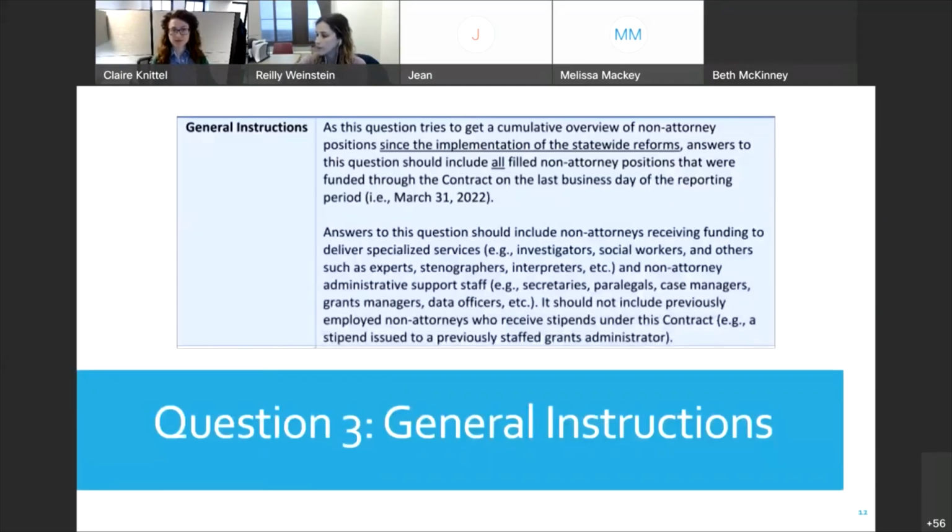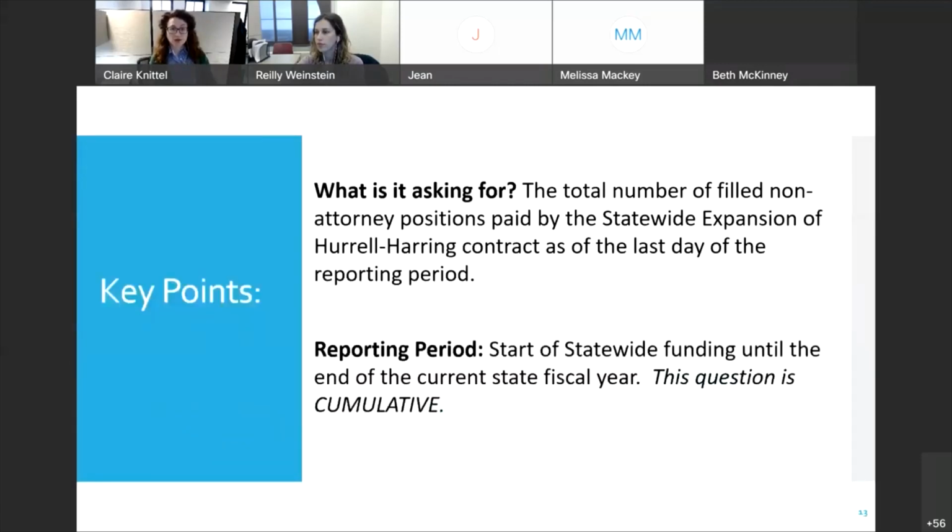On to question 3. As this question tries to get a cumulative overview of non-attorney positions since the implementation of the statewide reforms, answers to this question should include all filled non-attorney positions that were funded through the contract on the last business day of the reporting period, March 31st, 2022. So what is this asking for? The total number of filled non-attorney positions paid by the statewide expansion of Hurl Herring contract as of the last day of the reporting period.